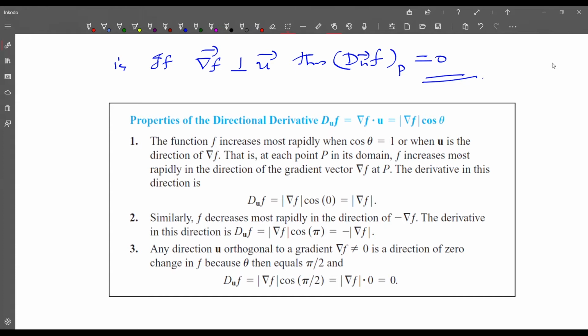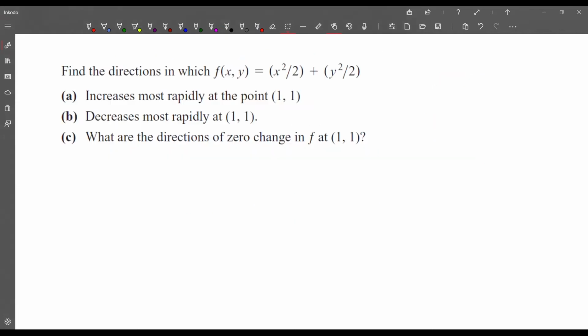Now we do some problems. So we'll do this problem. We have to find the directions in which f of x y is equal to x square by 2 plus y square by 2 increases most rapidly at the point (1,1), decreases most rapidly at the point (1,1), and we have to find the directions of zero change in f at (1,1). So we do A first.